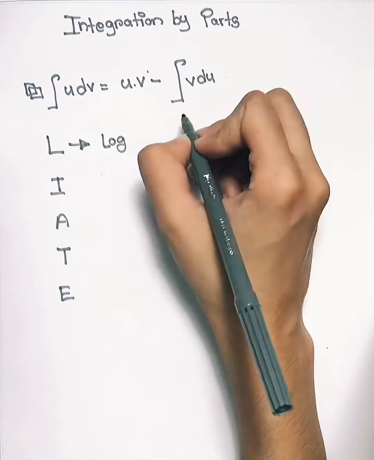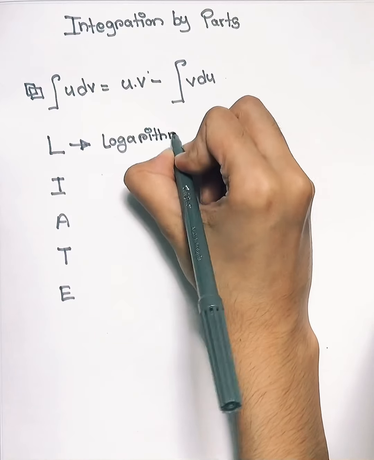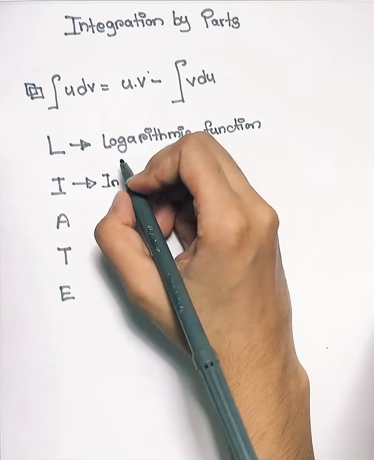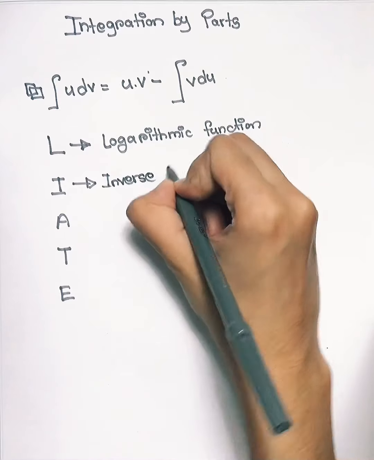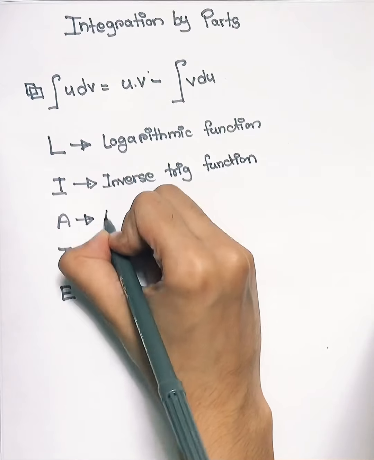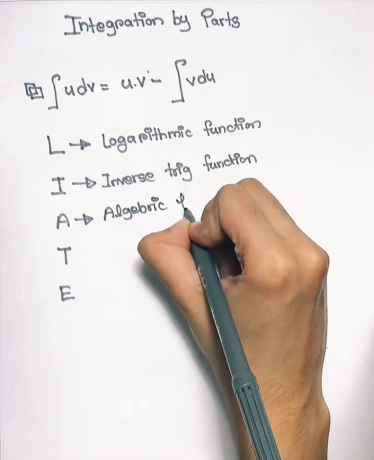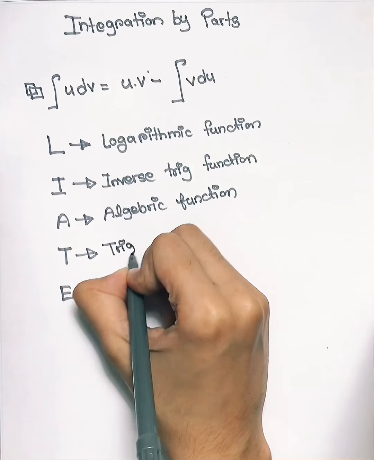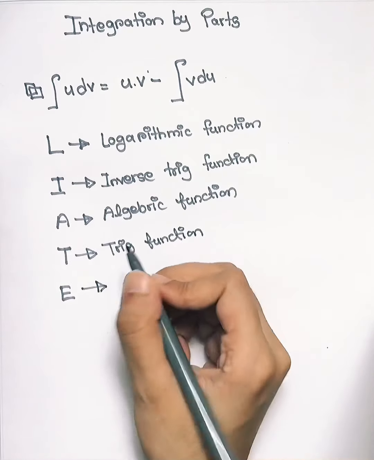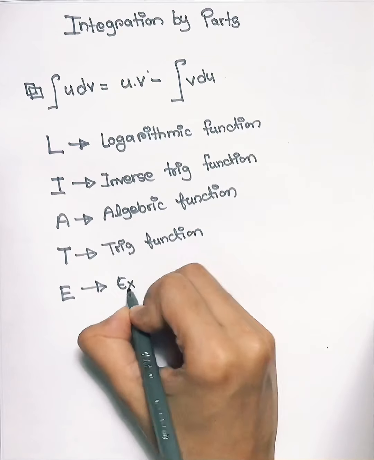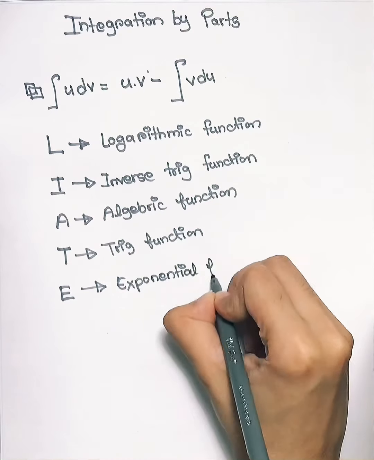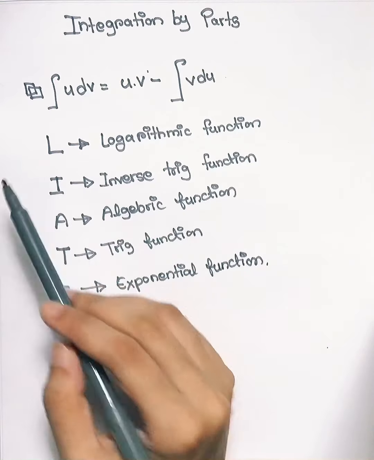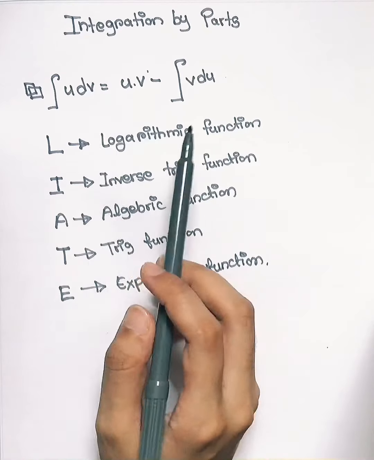L is for logarithmic function, I is for inverse trigonometric functions, A is for algebraic function, T is for trigonometric functions, and E is for exponential functions. In this list, whichever comes first, we are going to consider as u, and the remaining part we are going to consider as dv.